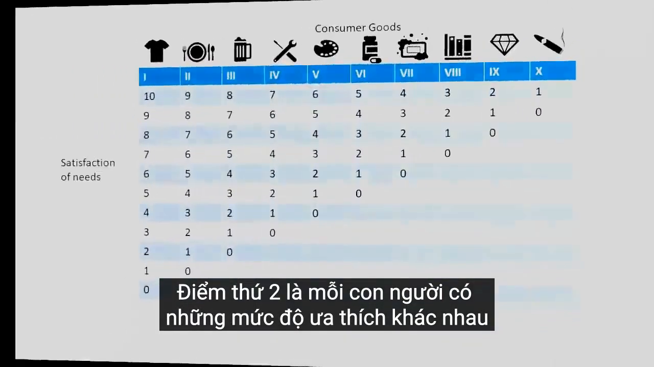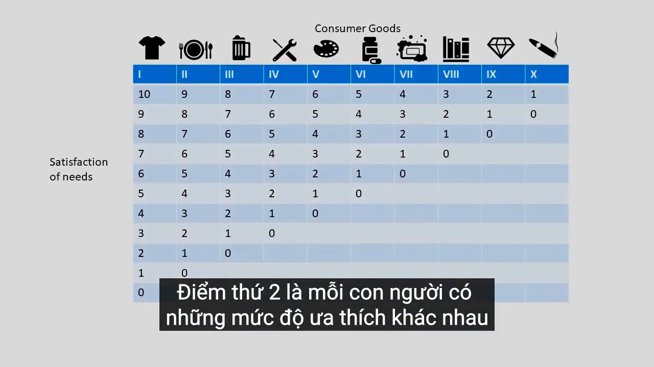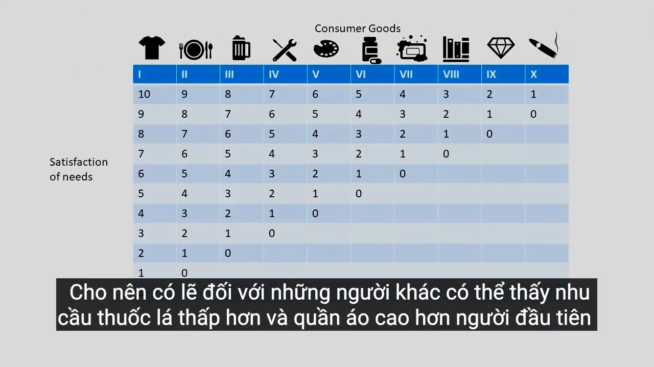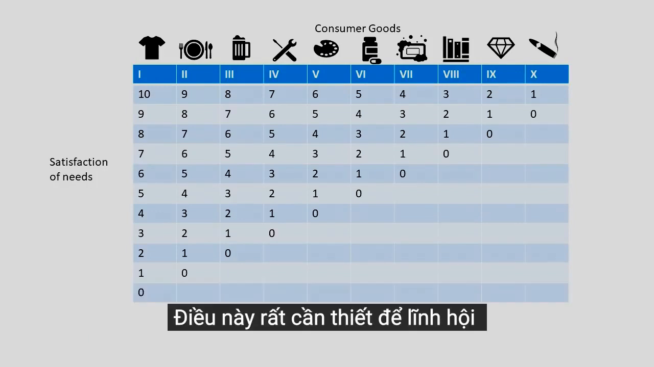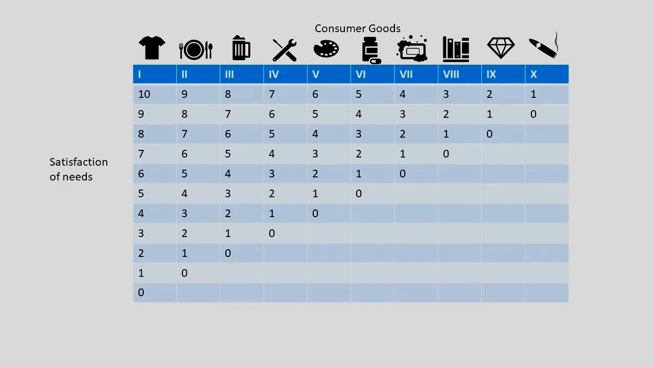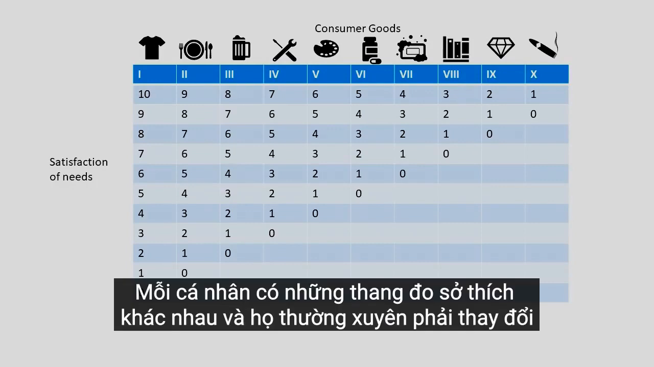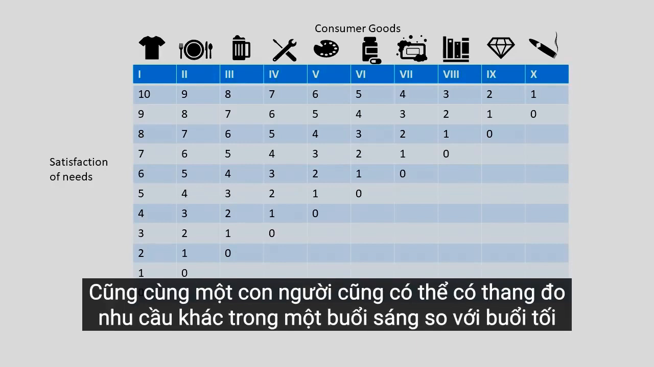The second point is that every person has different preference scales, so maybe another person's looks like this. You can see their need for tobacco is lower and their need for clothing is higher than the first person's. This is essential to grasp. Every individual has different scales of preference and they are constantly subject to change. The same person may have a different scale of preference in the morning than they do in the evening.